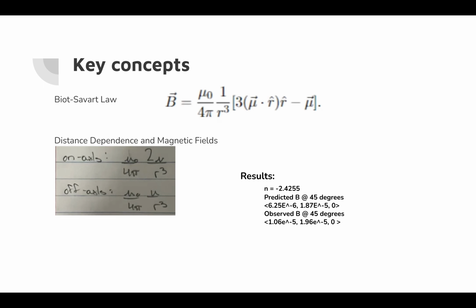Some key concepts to know before getting into this lab are the Biot-Savart law, as well as the concept of distance dependence and magnetic fields. You can see the two formulas for on-axis and then off-axis when it comes to magnetic fields. And these are a slight preview of my results getting into the lab.